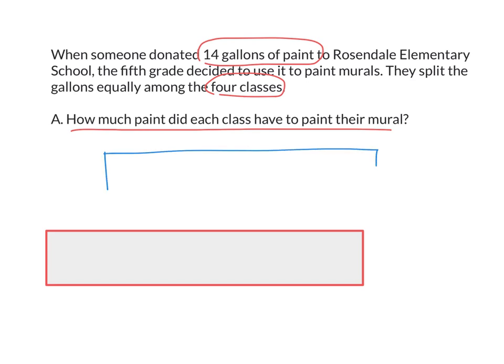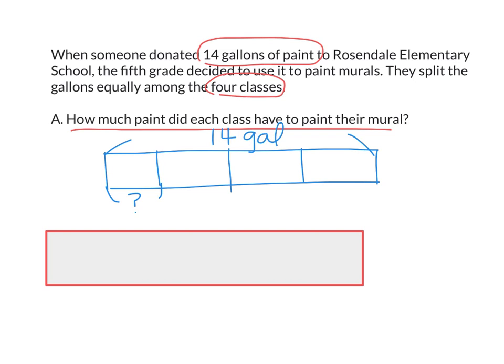All together, we have how much paint? 14 gallons. And we have to split it evenly by how many classes? 4 classes. So draw a question mark for the part that we're trying to figure out. We're trying to figure out how much 1 class gets. Okay, very nice. Let's move on to W.